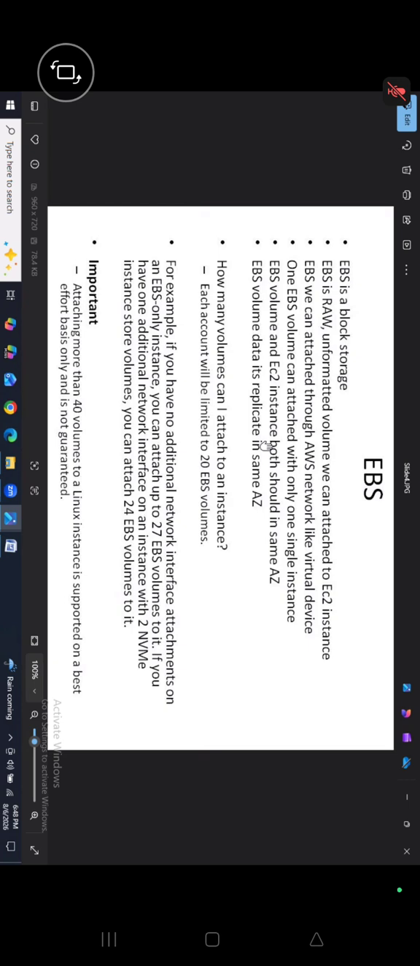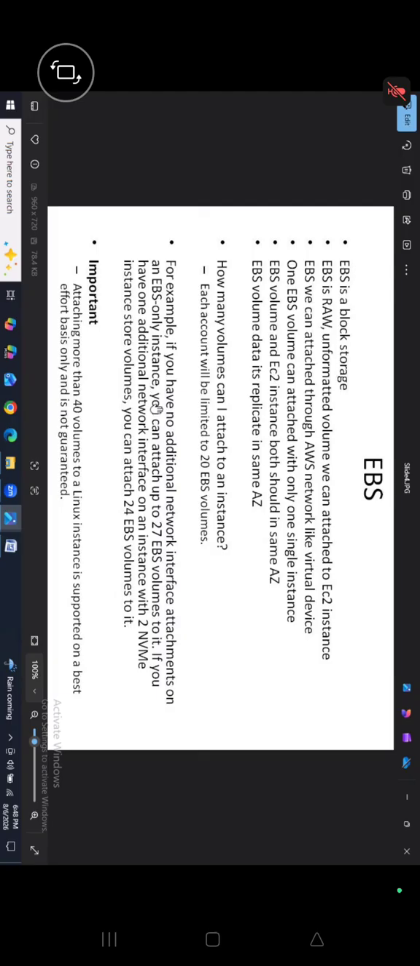How many volumes can I attach to an EC2 instance? Each account will be limited to 20 EBS volumes. Got it, guys? Each account will be limited to 20 EBS volumes, for a free tier account.